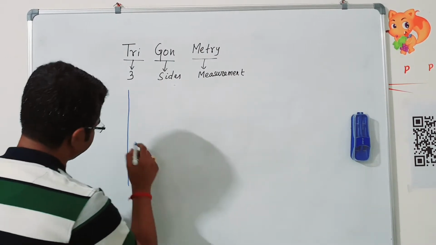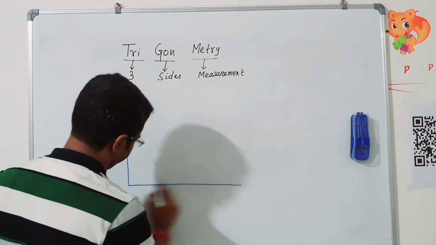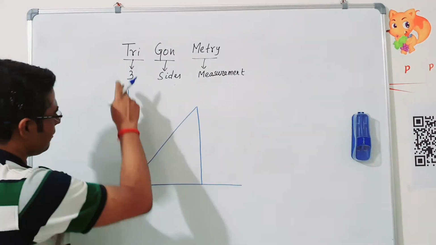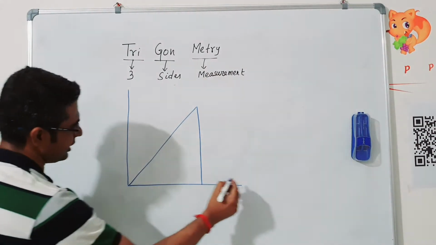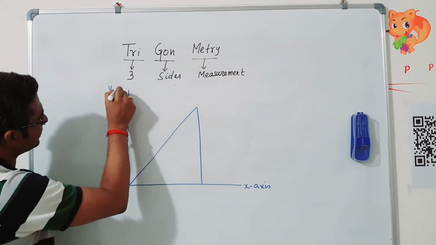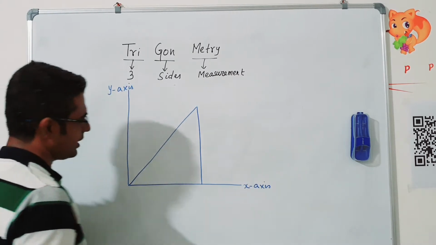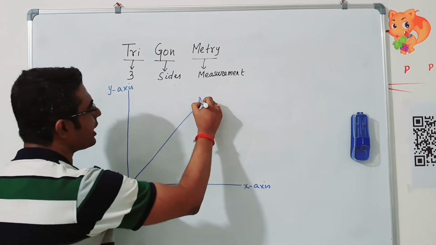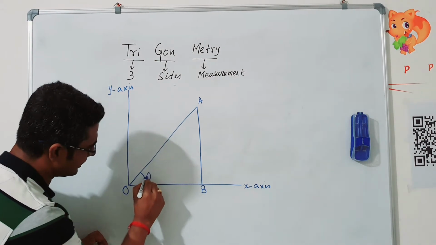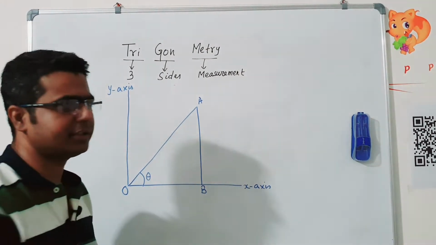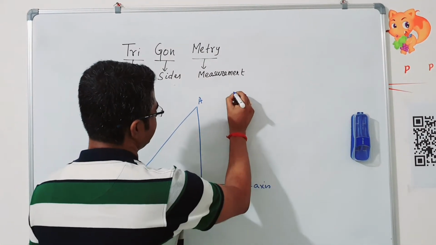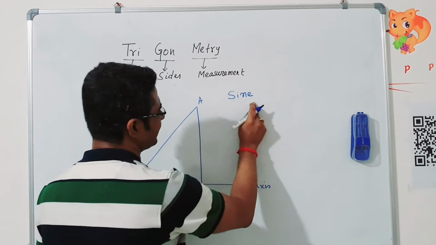Now see this one. In coordinate geometry, this is the x-axis and this is the y-axis. This is a triangle that I am talking about, OAB. Clear? This is an angle which I assume as theta. The first trigonometric function we are going to talk about is sin theta. It is spelled as sine, S-I-N-E.